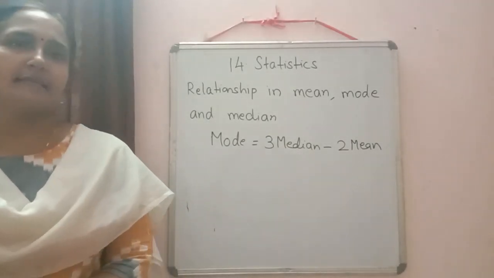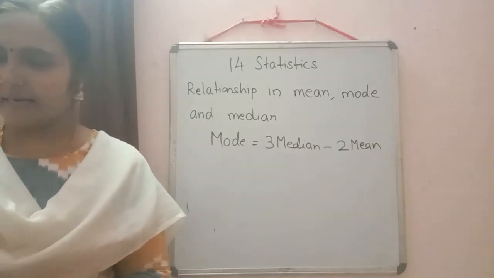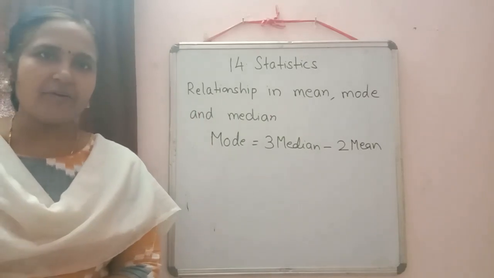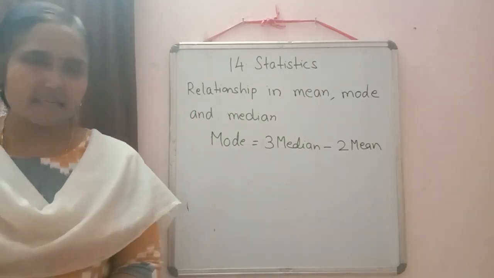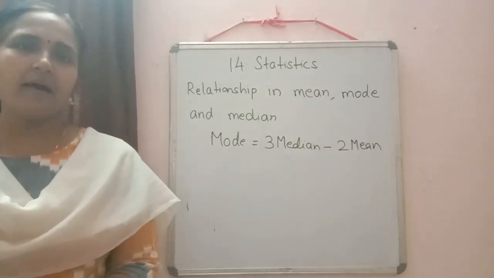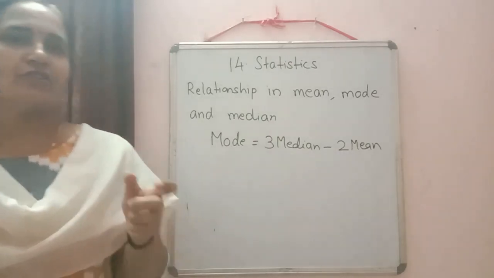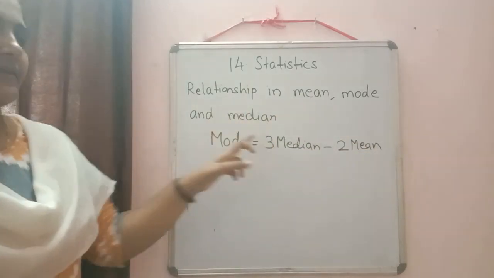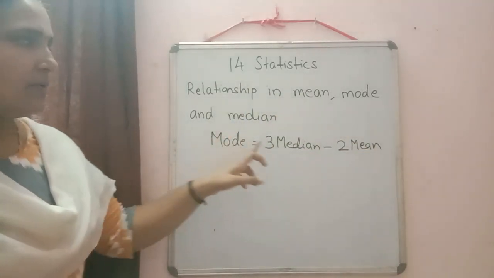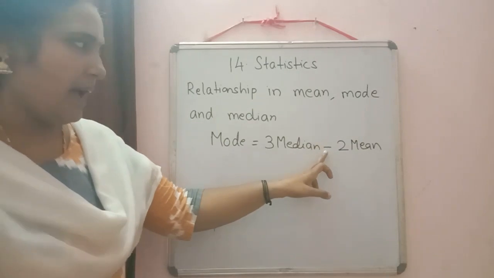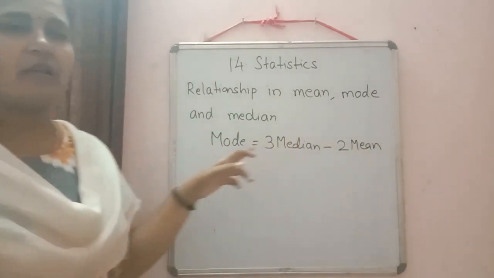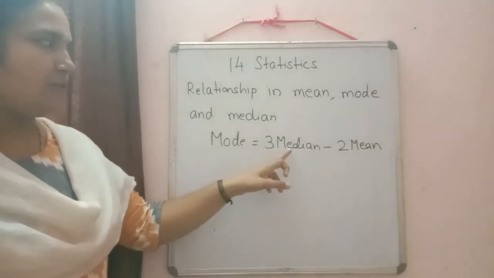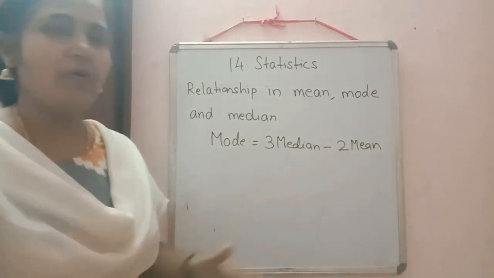In the previous classes we discussed how to calculate the mean, mode and median. So I think these concepts are clear to you. Today we'll do some more extra questions related to statistics, but before that there is one relation you should know. A relation is there between mean, mode and median. That is, mode is equal to 3 into median minus 2 into mean. So all of you write down the relation. Mode is equal to 3 into median minus 2 into mean.